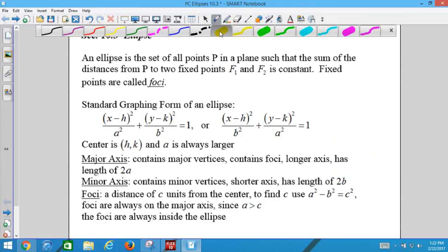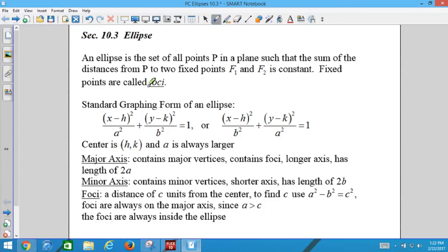All right, so the F1 and the F2, those are those points we were just looking at. I think you can also say foci. I think people say it different.